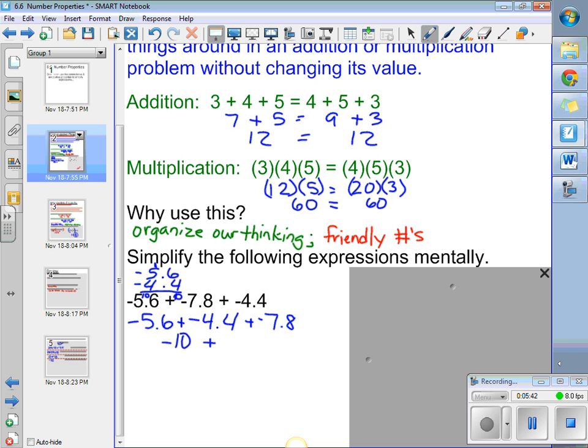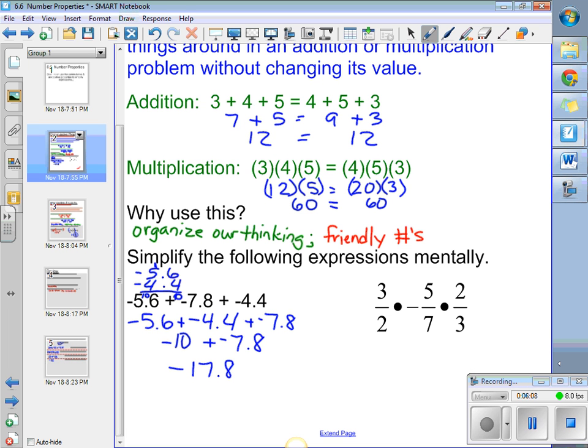plus my -7 and 8/10. Because those are both negative, I'm still adding 2 negatives. So I'm adding, and I get -17 and 8/10. Way easier to do that than to have to mess with all those decimals. And anytime I can get rid of a decimal and add a decimal and a whole number, it makes my life a lot easier, especially when there's 10 involved.